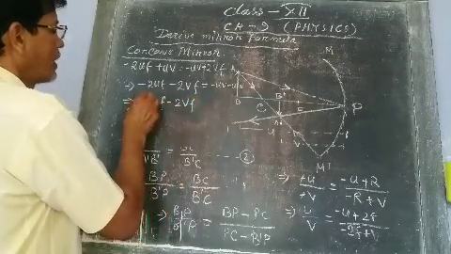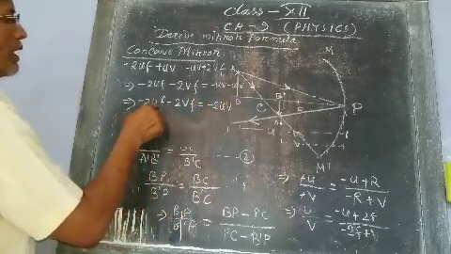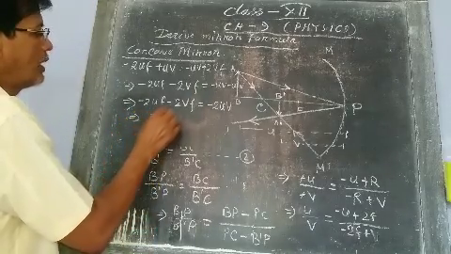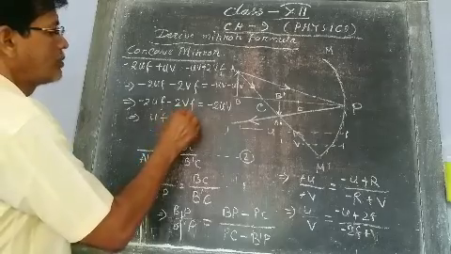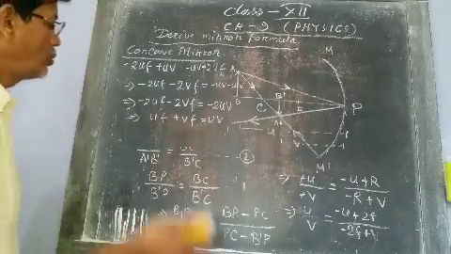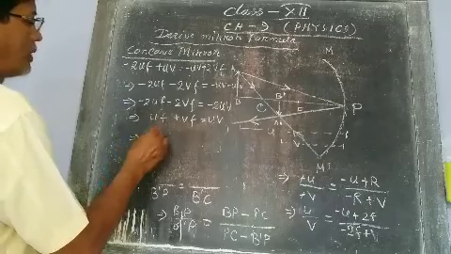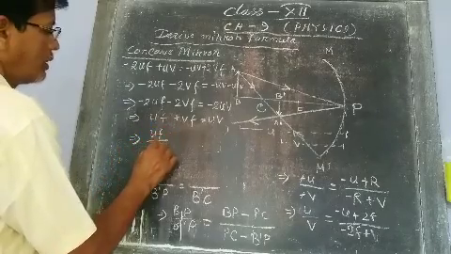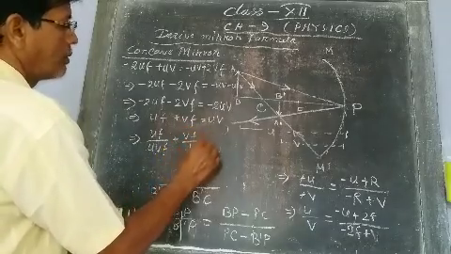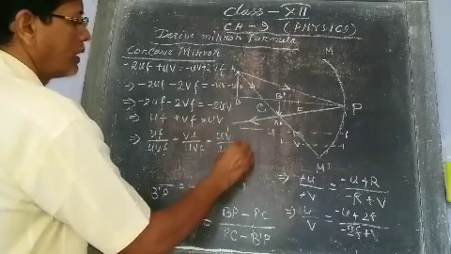Minus equal to minus twice UV. So minus cancels on both sides. So it is coming UF plus VF equal to UV. Divide both sides by UVF. UF by UVF plus VF by UVF equal to UV by UVF.